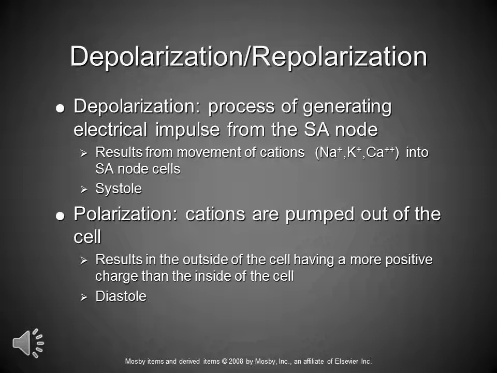This then causes a depolarization that results in the cells contracting, that then results in systole, or active contraction of the atria. From there, we then have repolarization, where once more sodiums and potassiums are pumped out of the cell or into the cell, resulting in the outside of the cell having a more positive charge than the inside of the cell. Remember, in a resting membrane potential, we're going to have more sodiums outside, more potassiums inside, and then that is going to be a resting phase. That's going to be the diastole of the cell.